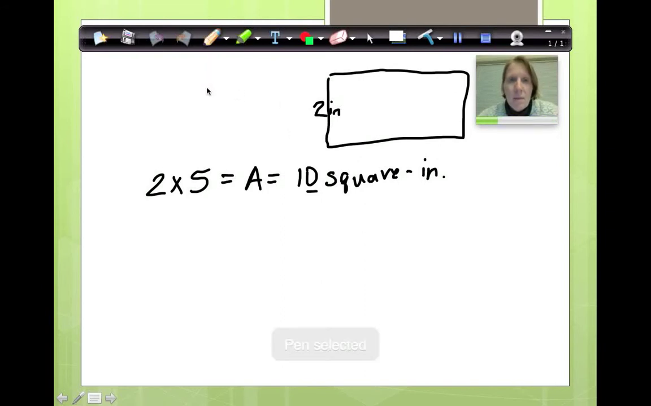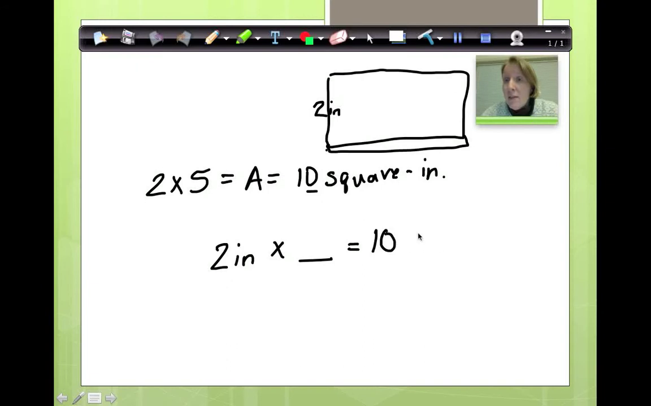Now, can we figure out how long this side is without adding the grid? Can we figure it out? Well, I know that 2 inches times something is going to give me an area of 10. Well, 2 times what gives me 10? Oh, 2 times 5. Well, we already had that up there. But this is how we can find that this side is 5 inches. So right here, I would already know that there was going to be 5 squares.